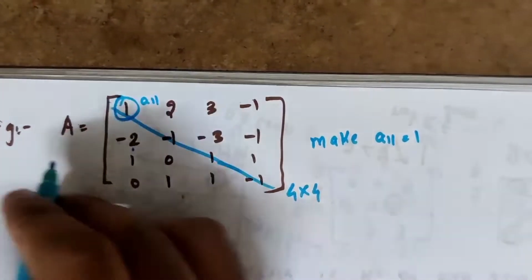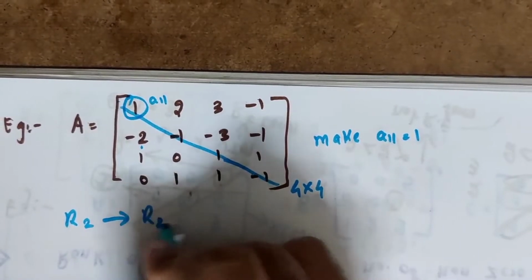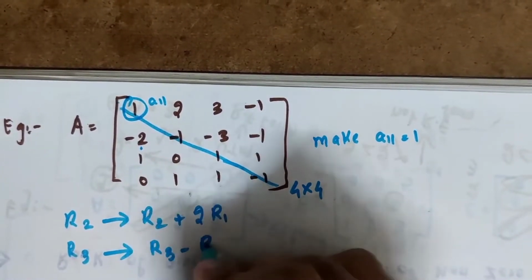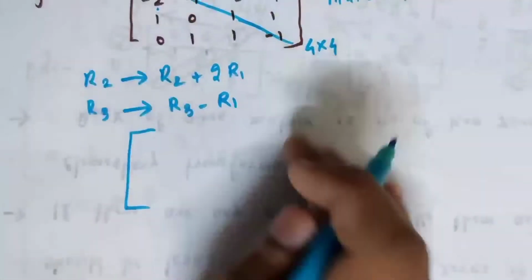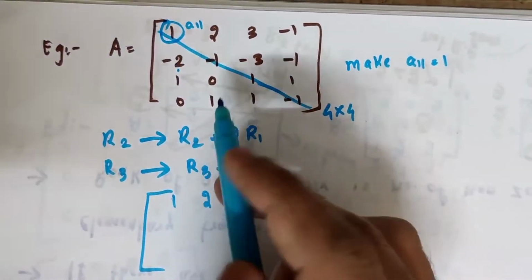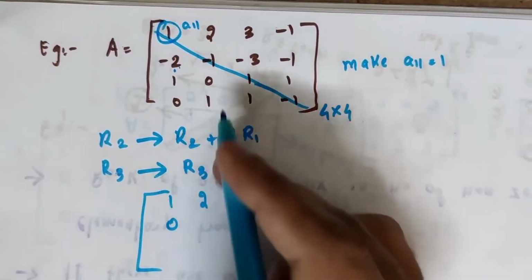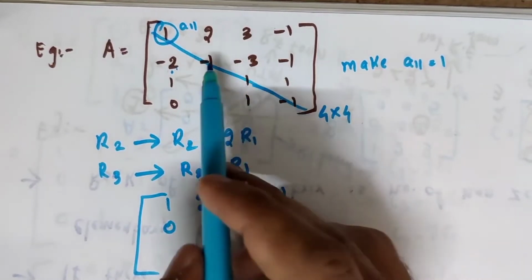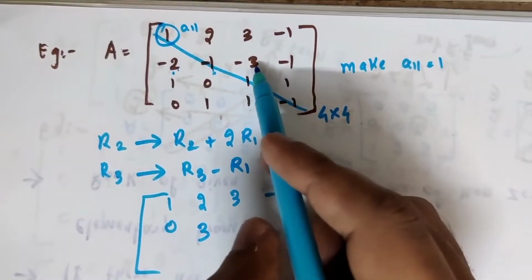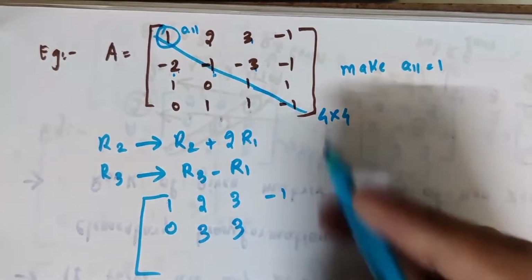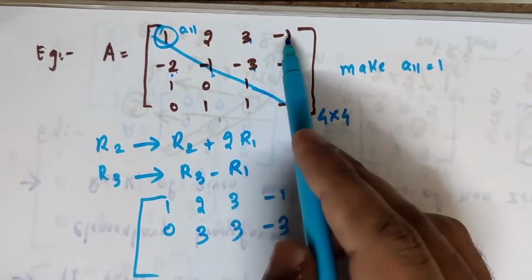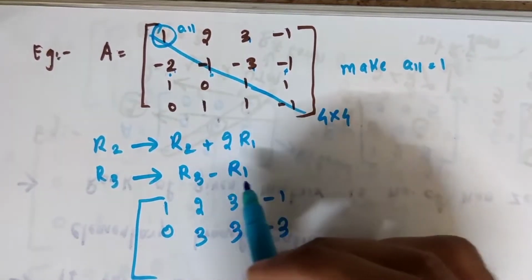Now my aim is to make R2 as R2 plus 2R1, then R3 as R3 minus R1. Then how is my matrix going to get converted? 1 2 3 minus 1 I have, then R2 plus 2R1: minus 2 plus 2 is 0, minus 1 plus 4 is 3, minus 3 plus 6 is also 3. Minus 1 plus 2 into minus 1, that is minus 2, so minus 1 minus 2 is minus 3.